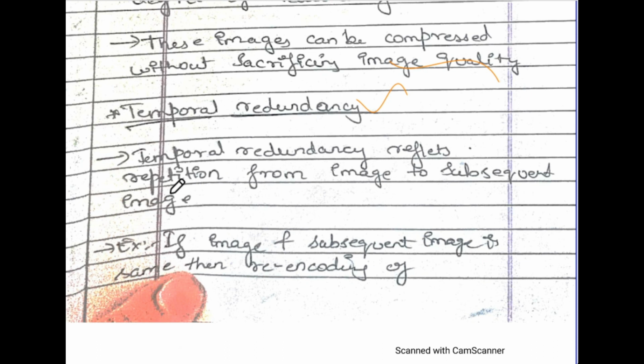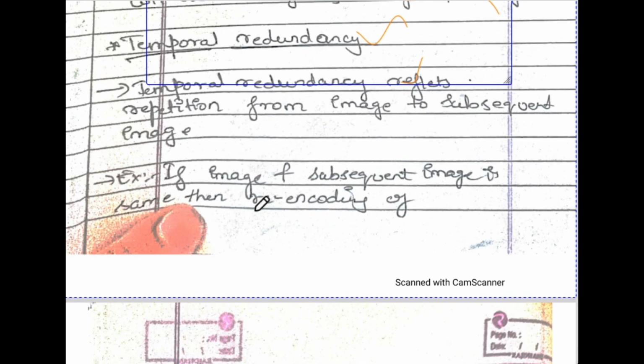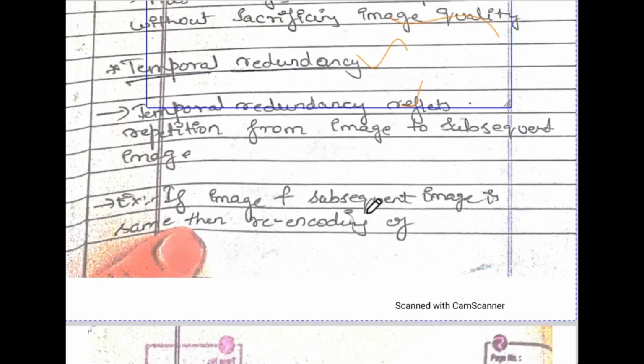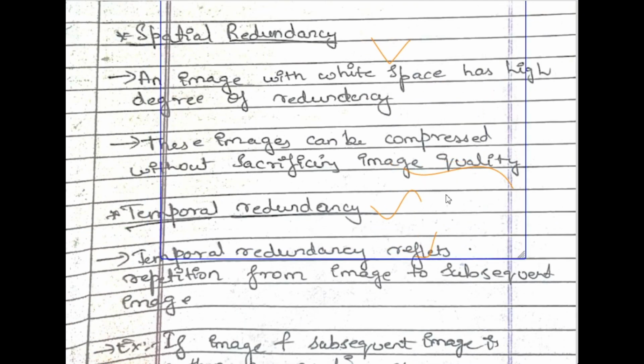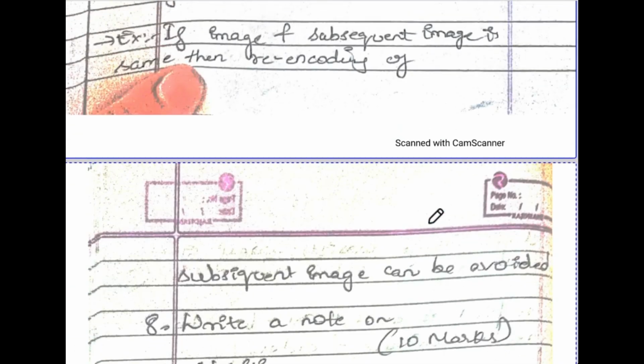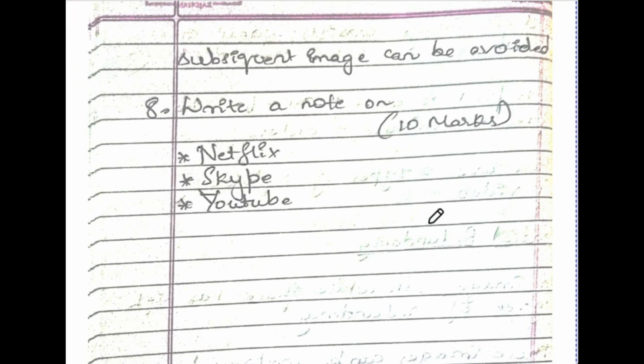Temporal redundancy reflects replication from one image to the subsequent image. When one of the images is copied or repeated, it reflects that this image has been repeated. If an image and the subsequent image are the same, then re-encoding of the subsequent image should not be required.